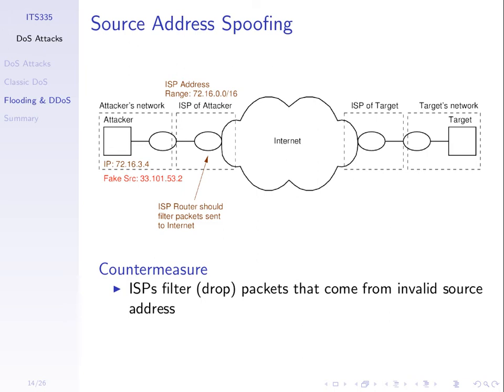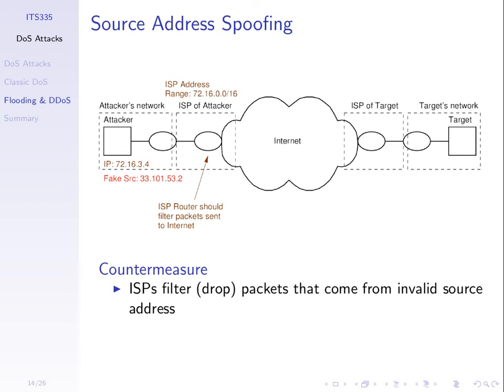So this is a common technique used by organizations, including internet service providers, to stop denial of service attacks, to disallow the use of fake source addresses. The ISP filters or drops packets that come from an invalid source address, making it harder for the attacker. Now they need to use a real source address. If all internet service providers in the world did such filtering, then many denial of service attacks would not be possible because they usually depend upon using fake addresses.